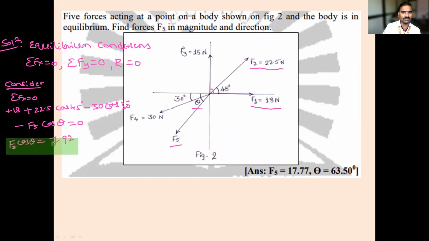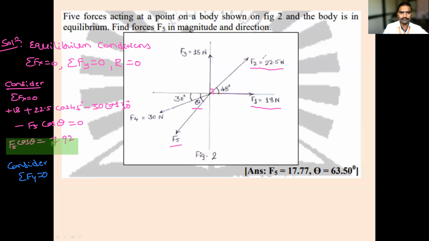What is the other equation? Sigma Fy. So calculate. Consider sigma Fy equal to 0. Sigma Fy is equal to 0. This is F1. F1 is along the horizontal direction. Is it producing any vertical component? No. So I will not write it.